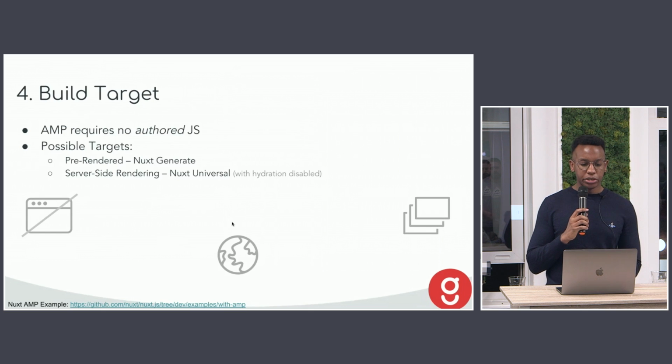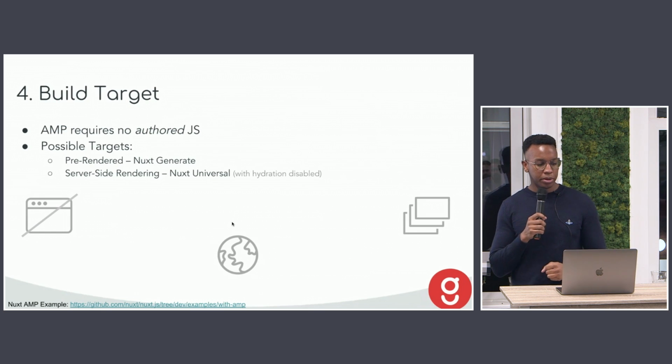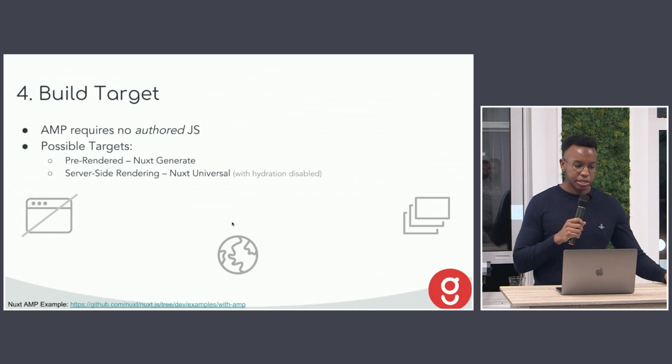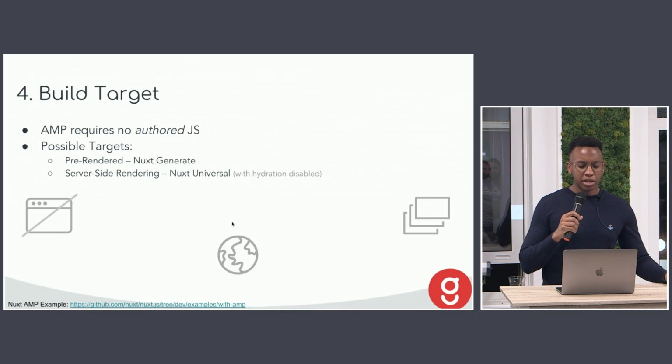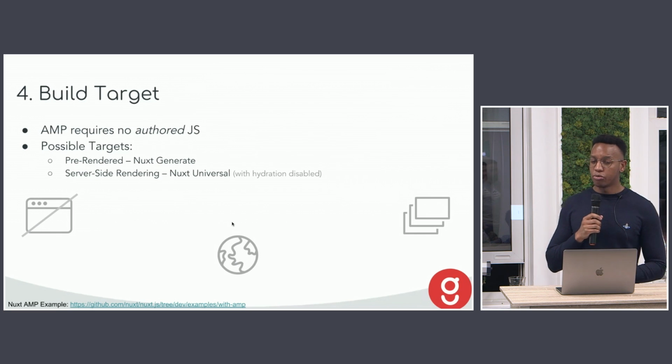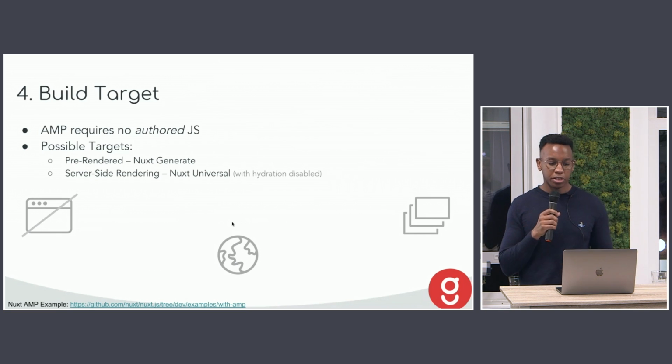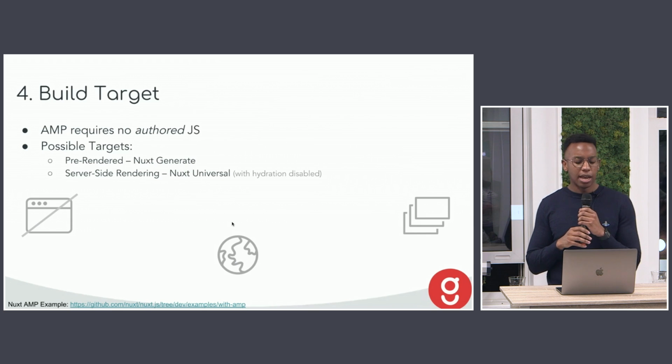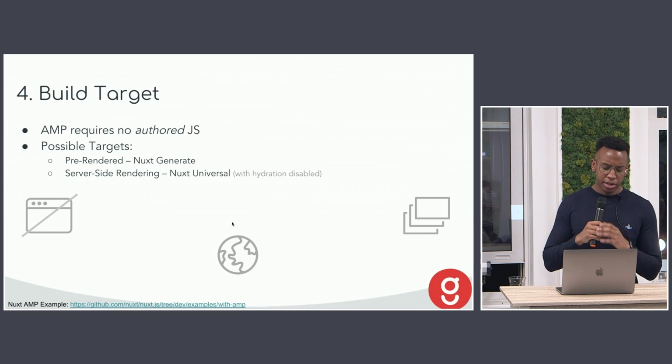The last thing that we need to do to create an AMP Nuxt application is to denote a build target. Because AMP requires no authored JS, that essentially rules out client-side JavaScript. So our possible targets are pre-rendered using the Nuxt generate command and server-side rendering using Nuxt universal. All we need to do in that case is disable hydration.